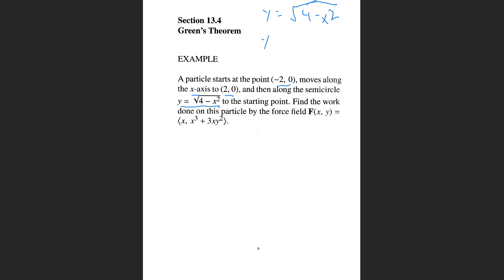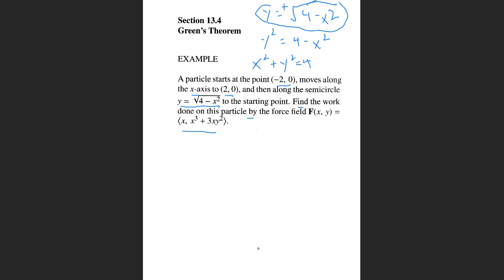Okay, if we square both sides, we'll get y squared equals 4 minus x squared, or x squared plus y squared equals 4. And that's a circle with radius 2. But of course, because y was equal to plus square root of 4 minus x squared, this would be just the top half of the circle. What we want to do is find the work done on this particle by this particular force field.